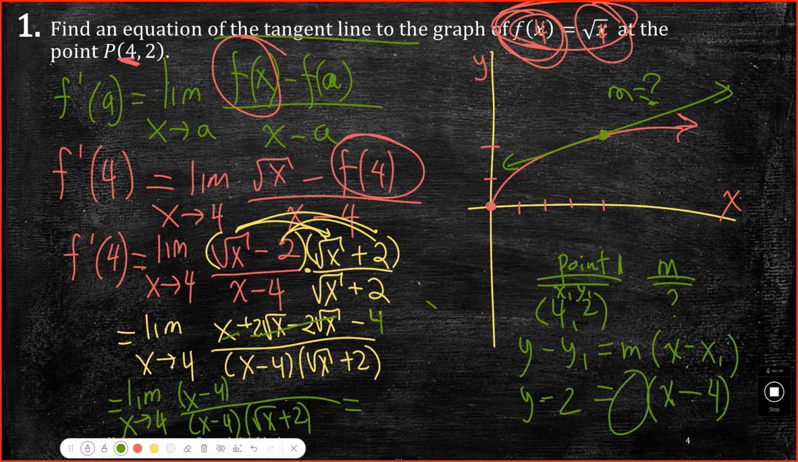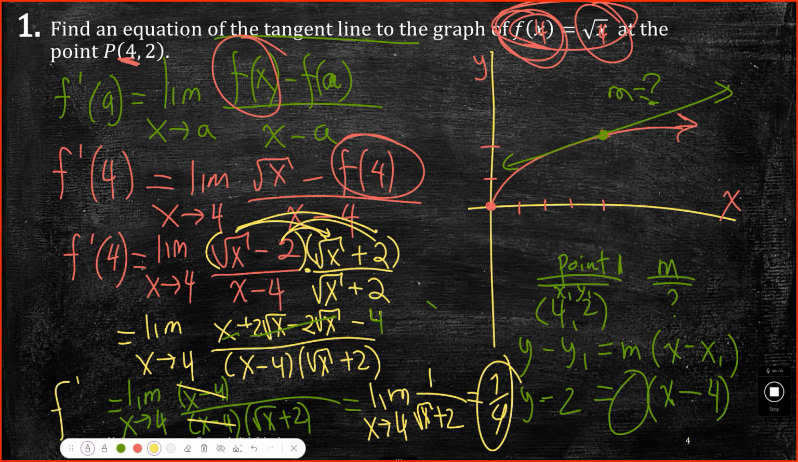And now you notice that we can cancel out x minus 4 and x minus 4, and now we got the limit as x approaches 4 of 1 over square root of x plus 2. And now we can actually substitute in and not have that problem of dividing by 0. If you plug in 4 into x, square root of 4 is 2, and 2 plus 2 is 4. So now the rate of change is 1/4. So f prime at 4 is 1/4.